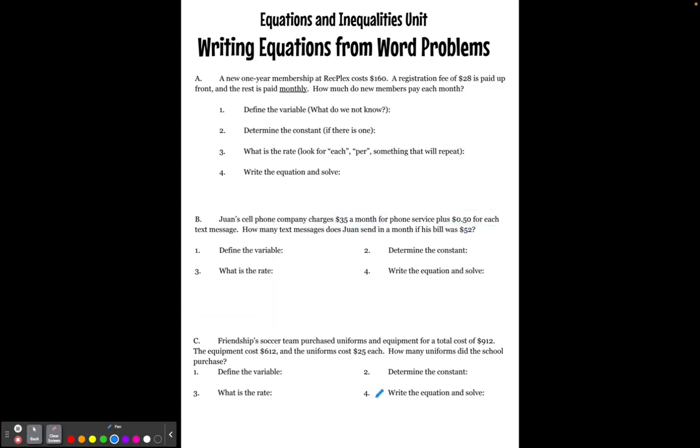Friendship's soccer team purchased uniforms and equipment for a total cost of $912. The equipment costs $612. The uniforms cost $25 each. There's that word. We know a rate is coming in if we're going to do each, right? $25 for each uniform. Okay. How many uniforms did they purchase? Well, I can tell right off the bat what my total has to be. Okay. What's the total after everything?